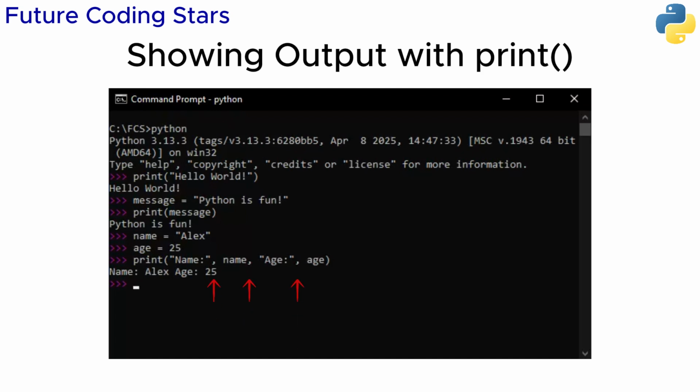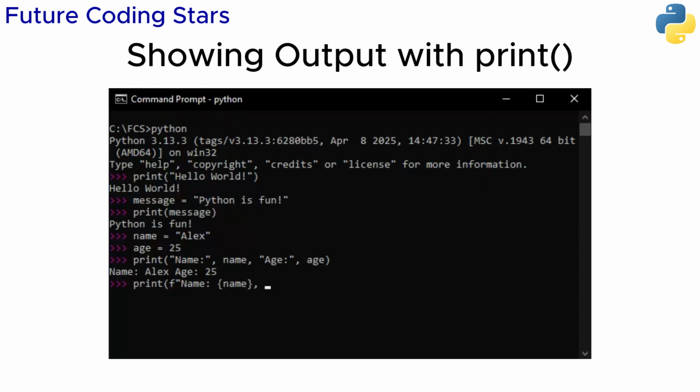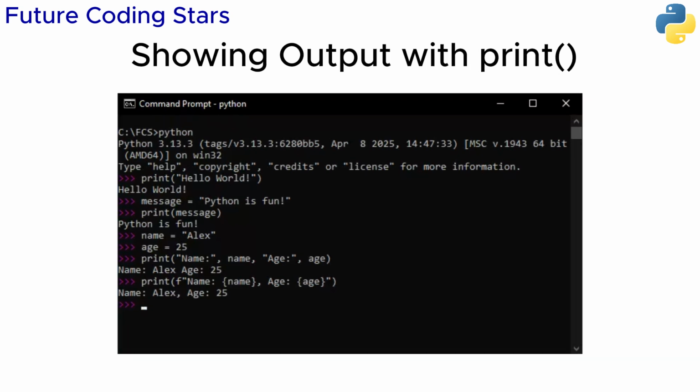Now, that comma way works, but sometimes it gets messy. A newer and often cleaner way to mix text and variables in print is using something called f-strings. It sounds fancy, but it's easy. You just put the letter f before the opening quotation mark, and then inside the string, you put your variable names inside curly braces, like this. print(f"{name} {age}"). This often makes your code much easier to read, especially when you have lots of variables. We'll be using f-strings a lot.